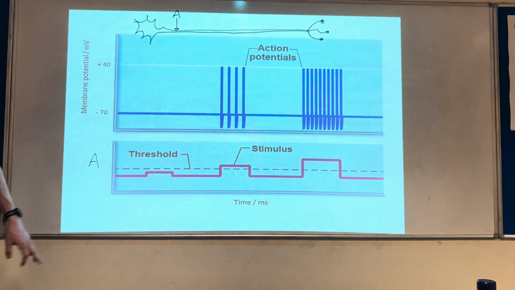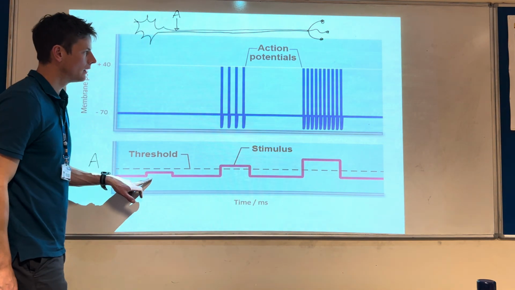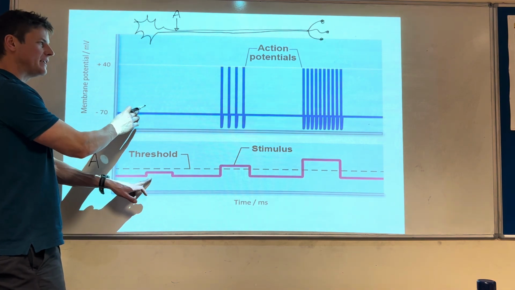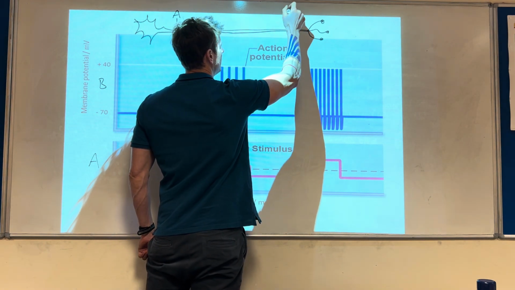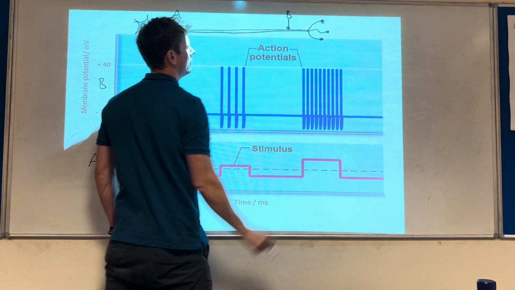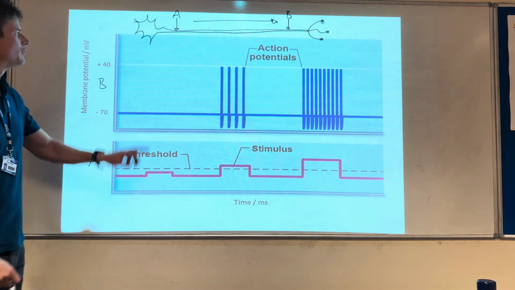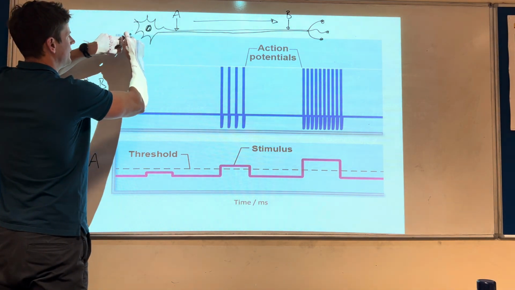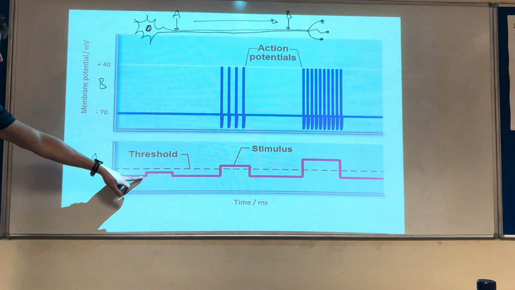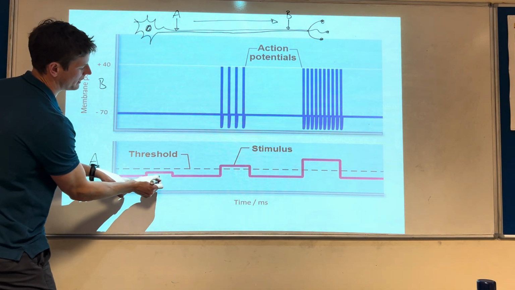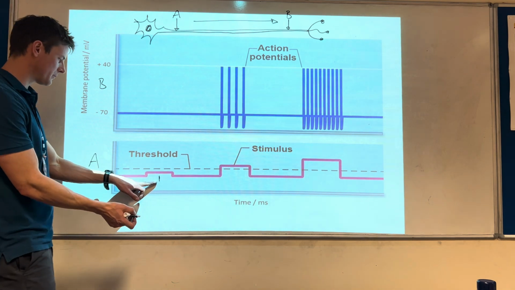Okay. And we've got three different stimuli. A small one, a medium one, and a large one. The membrane potential will be measured at point B. So that could be anywhere, sort of further along the neuron. Remember, the impulse will travel from the cell body and the dendrites all the way to the axon terminals. So with this first stimulus, the stimulus is applied. It is a small one.